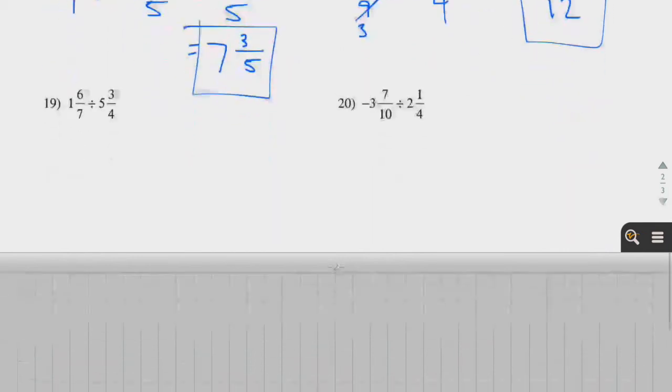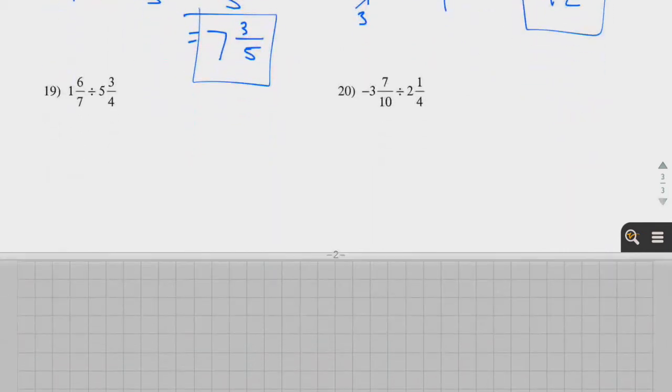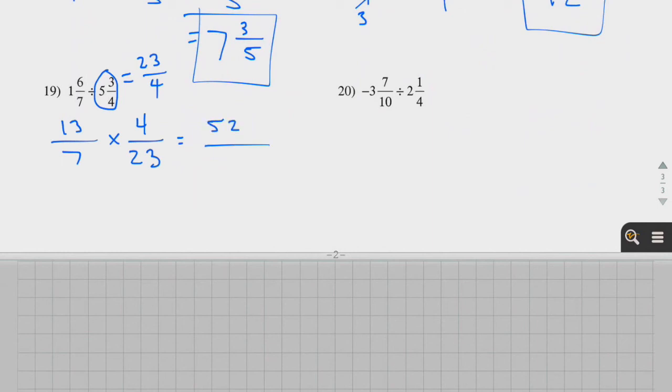Number 19. 1 6/7 divided by 5 3/4. So again, let's write as an improper fraction. 7 times 1 is 7, plus 6 gives us 13 over 7. 4 times 5 is 20, plus 3 gives us 23 over 4. I'm just going to rewrite that right here, 23 over 4, and we've got to multiply by the reciprocal, so we get 4 over 23. Nothing reduces here, so we just have to multiply straight across. So we end up getting 13 times 4 is 52. 23 times 7 ends up giving us 161. And because nothing reduced in this part, nothing is going to reduce here, and that's our final answer.